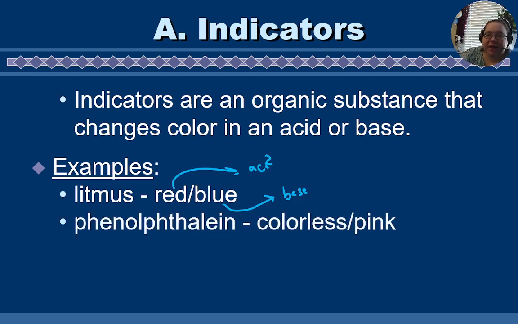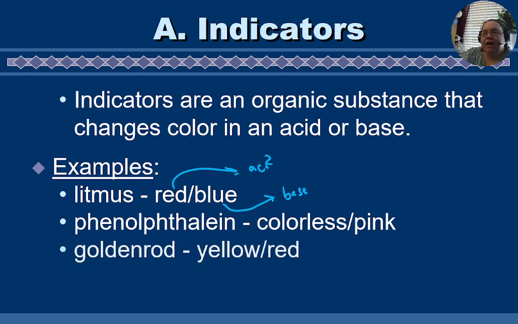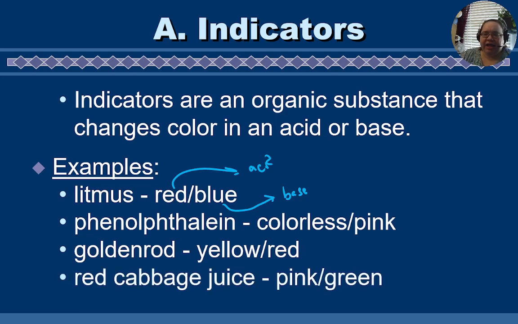Now, besides litmus papers, we have phenolphthalein. Phenolphthalein turns between clear and pink. Goldenrod turns between yellow and red. There's also a universal indicator that has like 6 different colors. Red cabbage juice will go between pink and green. So all of these are things that will change their color depending on the pH of the solution.